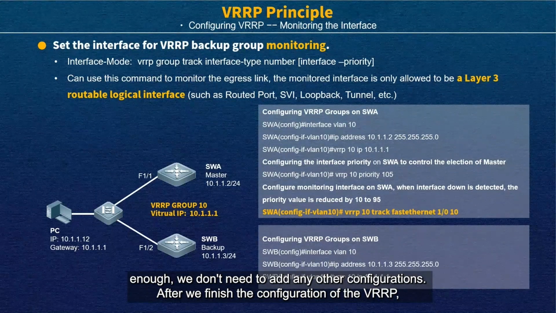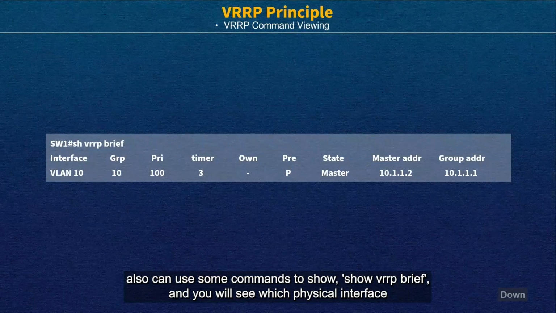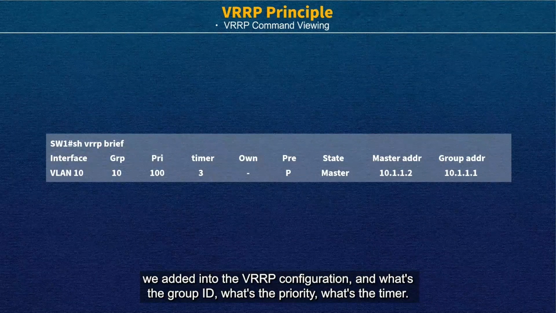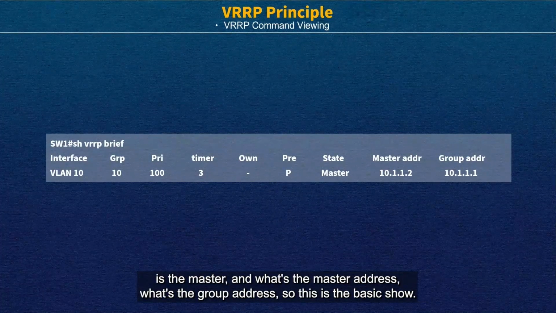After we finish the configuration of the VRRP, you can use the PC to ping some external internet addresses, or to visit some websites. And you also can use a command to show the VRRP brief, and you will see which physical interface we added into the VRRP configuration, what's the group ID, what's the priority, what's the timer. And switch 1 is not the IP address owner only. P means the preemption mode is enabled, and now switch 1 is the master. And what's the master address? What's the group address? So this is a basic show.